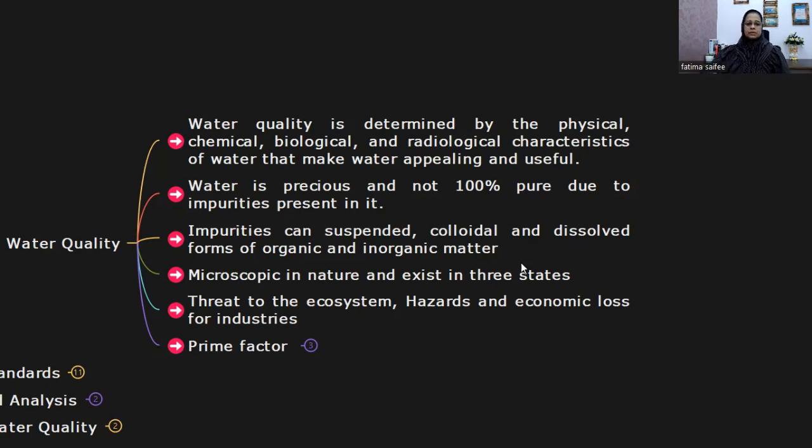for any purpose. And of course, water is precious but not 100% pure because of the impurities present in it. But why are impurities present in the water? Why can it not be pure? The reason is that water is a universal solvent. Universal solvent means all impurities can be present because it has a tendency to dissolve everything in it.